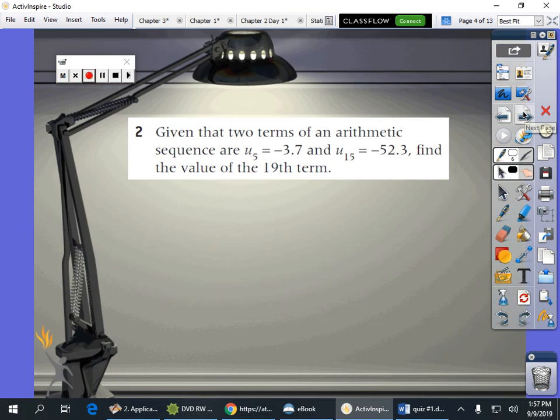All right. Second question. Now, this is a little more complex, and we need to think and decode what it's telling us. Given that 2 terms of an arithmetic sequence are U sub 5 is -3 and 7/10, and U sub 15 is -52 and 3/10, find the value of the 19th term. Okay, so I have a number of term and an output, but I don't have the first term and I don't have the difference. So I don't have enough information.